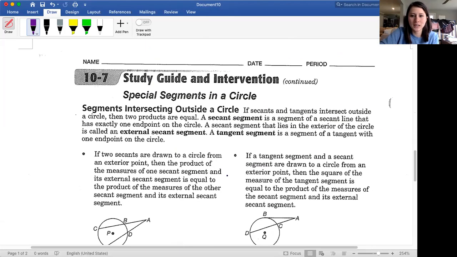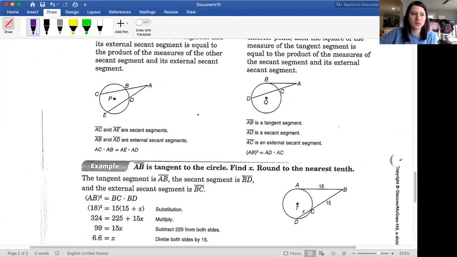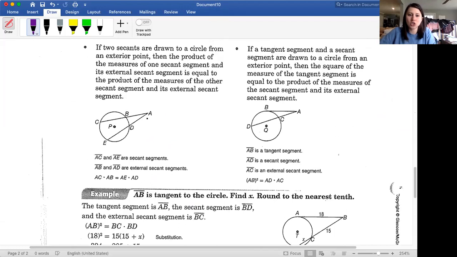Okay, so let's add a little bit more to our notes. What we're going to look at are these segments created by your secants and tangents, or just secants intersecting on the outside of the circle. So last time we talked about how we can find the angle on the outside of the circle. But this time we're looking at the actual measurements and lengths of the parts of the segment.